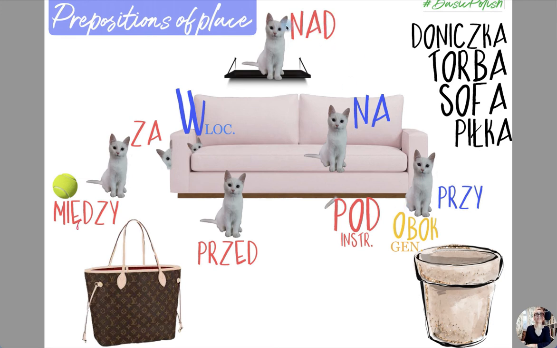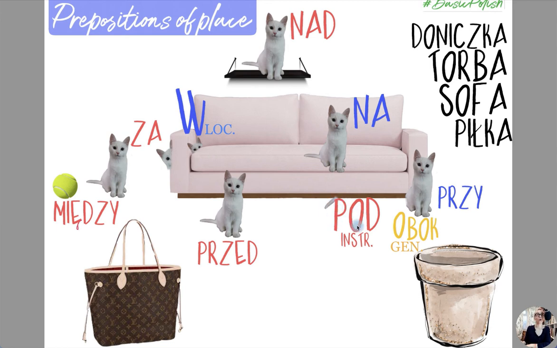Let's start with nad. Nad means over or above. Nad. And as you can see, it's in red, so it's connected with instrumental. So let's look straight away into those prepositions of place that are also connected with instrumental. Pod, under, and this is my very poor attempt of putting the cat under the sofa. It's just a tail that you can see here.